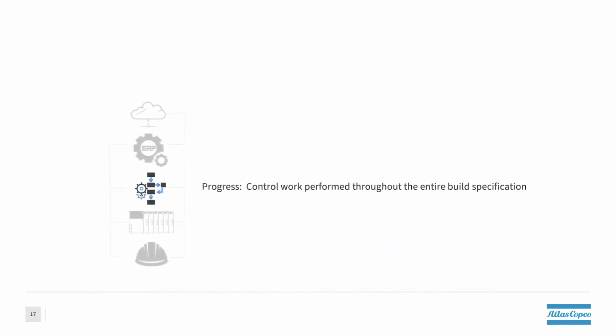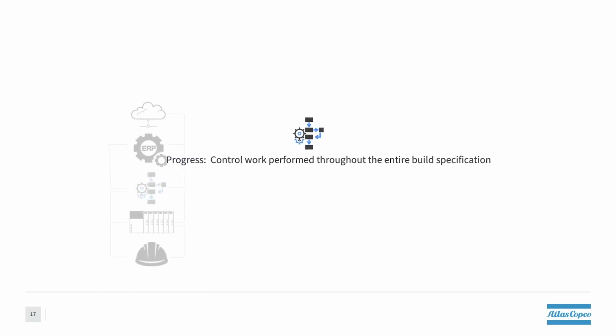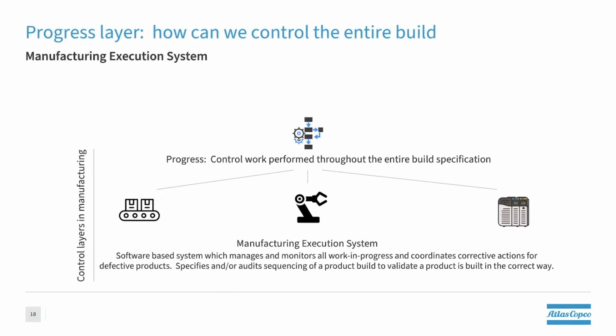At the progress layer, we're looking to control, validate, and manage work and rework for the entire product's build specification. The device doing this is what's called a MES, Manufacturing Execution System. The MES is a software-based system monitoring all work in progress, and it specifies or audits sequencing of a product build to validate the product is being built in the correct way.